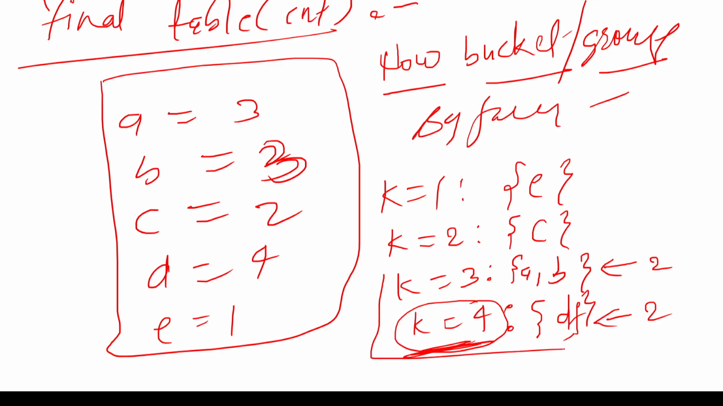So if both have the same size, we'll pick the largest K value. Okay, let's understand the intuition and the approach.